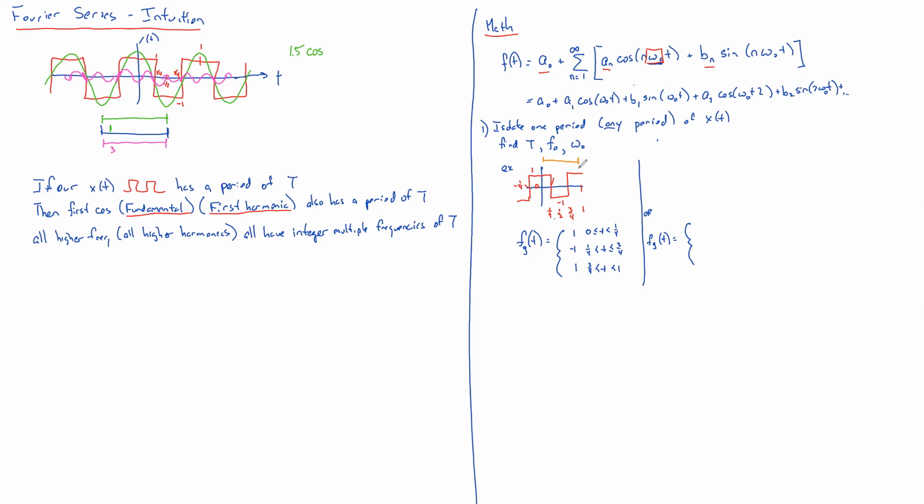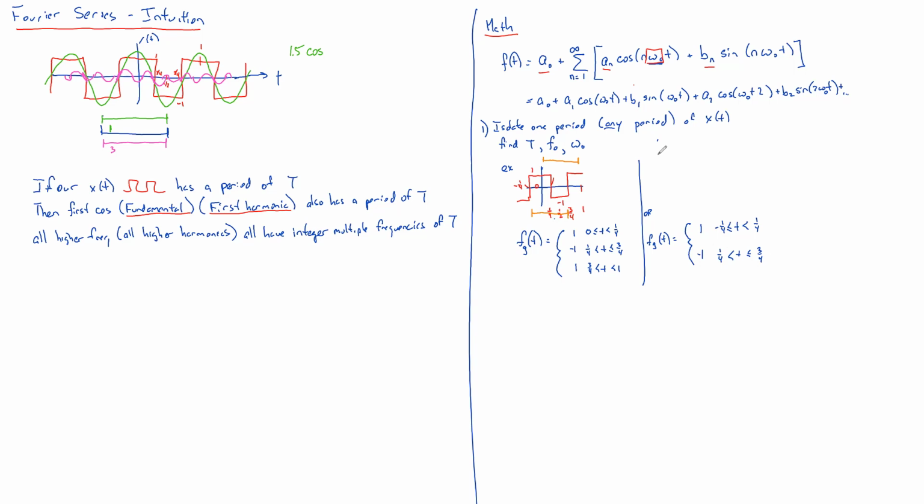Would you go from -1/4 to 3/4? Yeah, that's it. Go from here to here. And if you do that, you'll only have two sections to define. So that's 1 for negative 1/4 less than t less than 1/4, and negative 1 from 1/4 to 3/4.